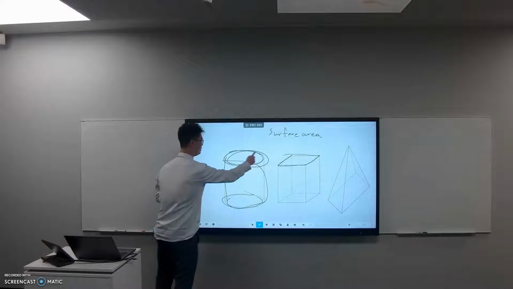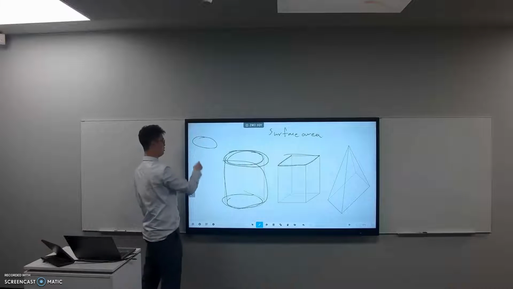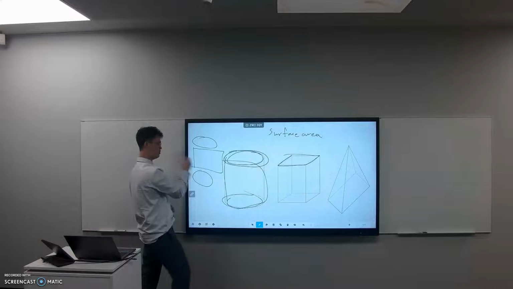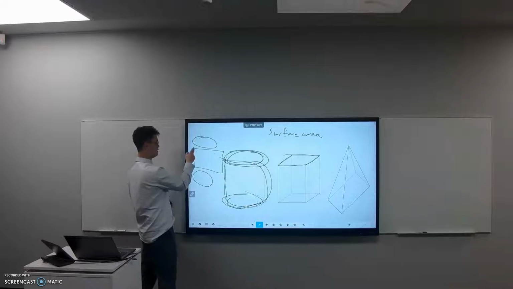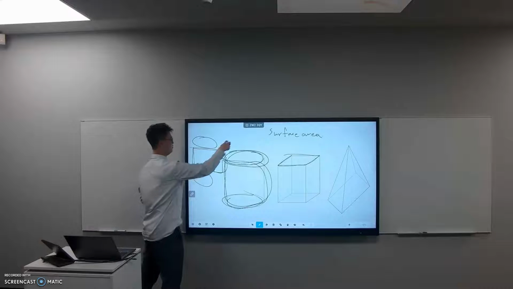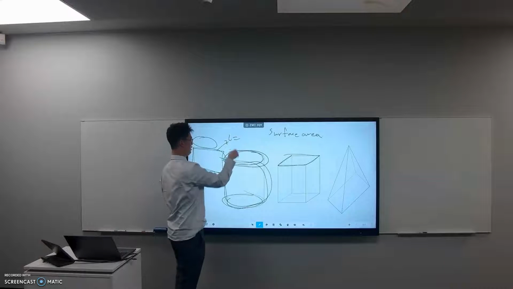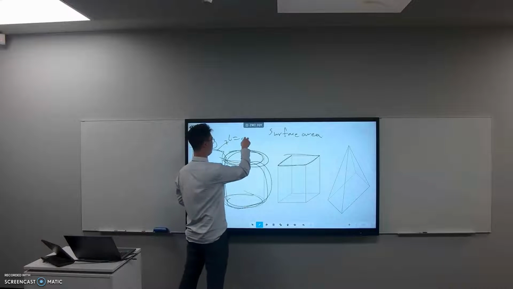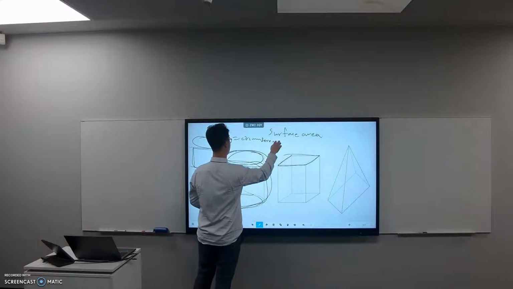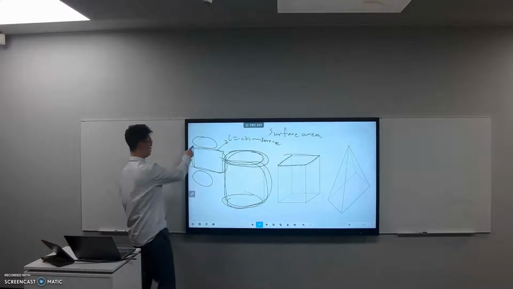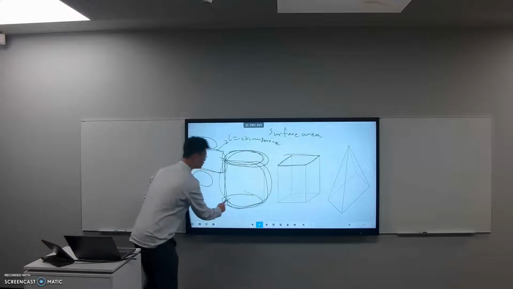Because if you expand a cylinder, you will get a circle and a rectangle. Because this side face is actually just a rectangle, and its length equals the circumference, or the perimeter, of the circle. And then the width is just the height of the cylinder.